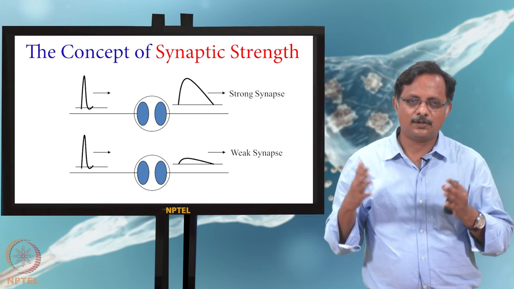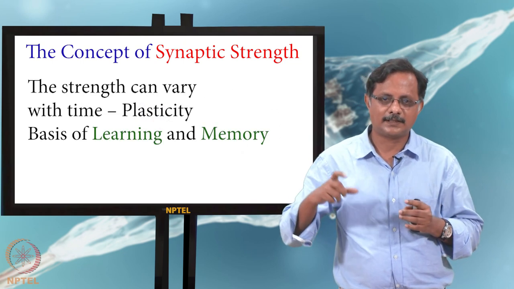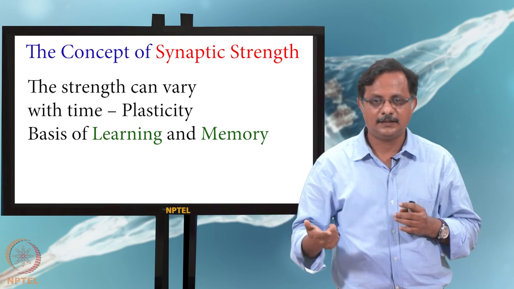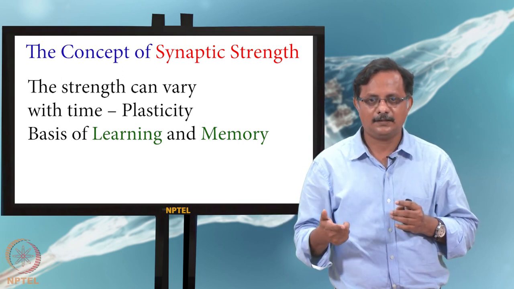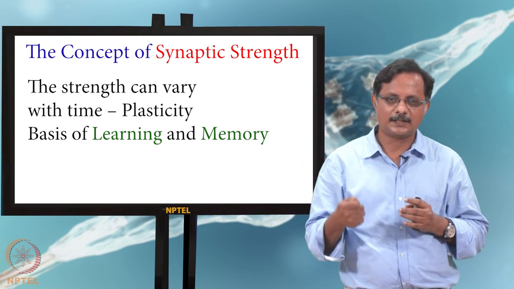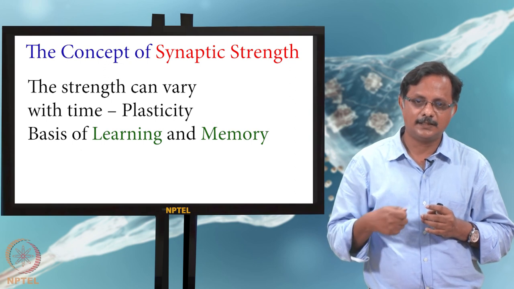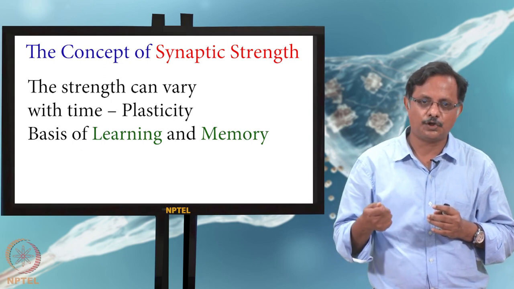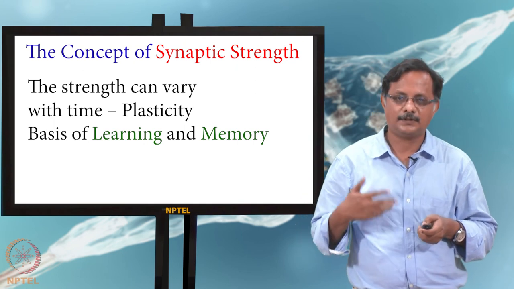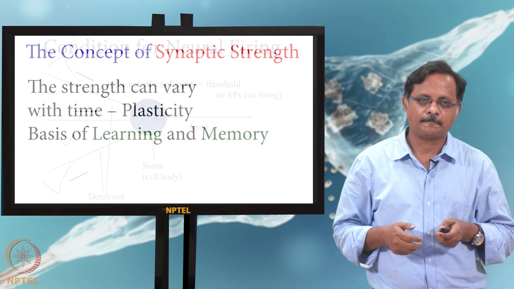Now, this denotes the strength of the synapse, right? And this synaptic strength can also be varied as a function of the ongoing activity on the synapse. The variation of the synaptic strength is called plasticity. And this change in synaptic strength is thought to be the basis of learning and memory, and we will encounter this concept again and again in future classes.